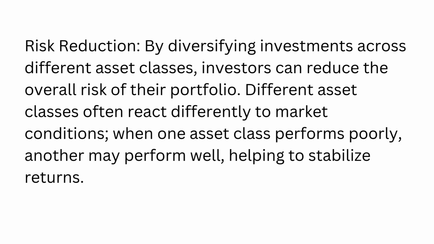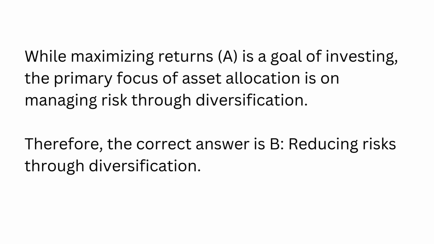By diversifying investments across different asset classes, investors can reduce the overall risk of their portfolio. Different asset classes often react differently to market conditions. When one asset class performs poorly, another may perform well, helping to stabilize returns. While maximizing returns, A, is a goal of investing, the primary focus of asset allocation is on managing risk through diversification. Therefore, the correct answer is B, reducing risks through diversification.